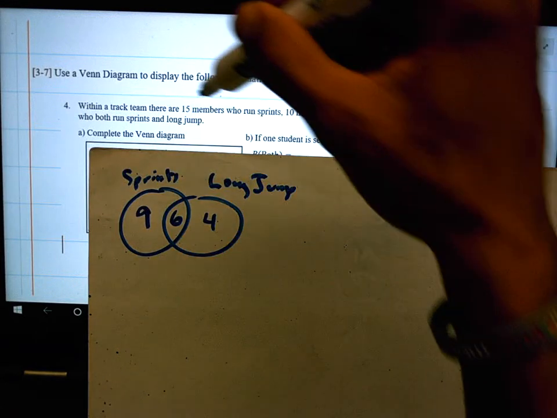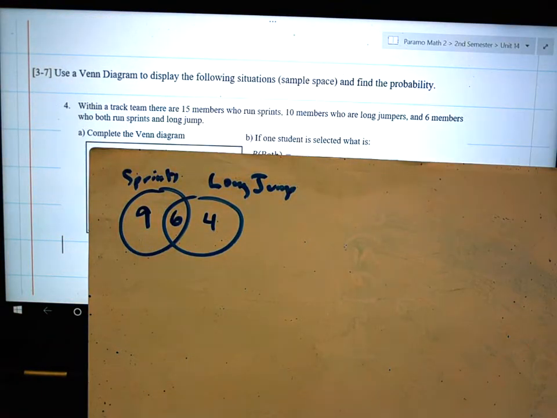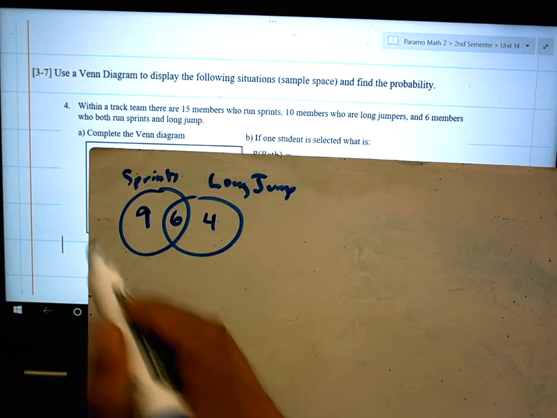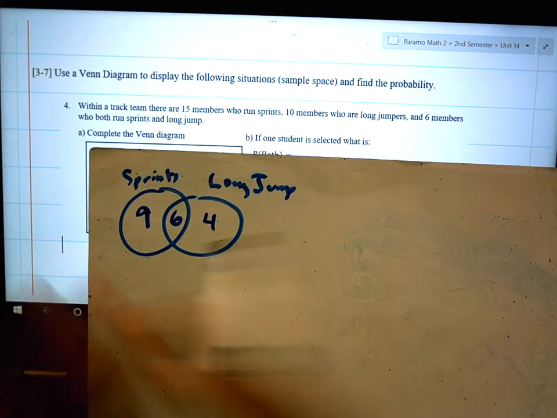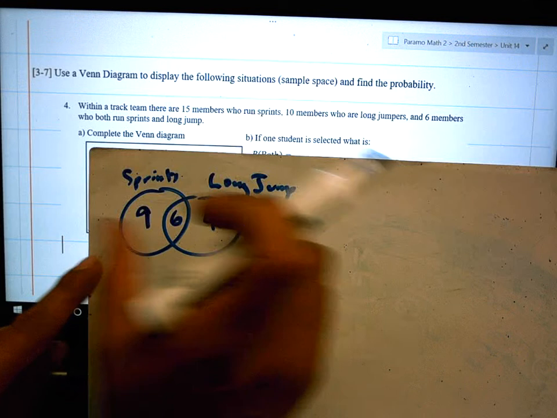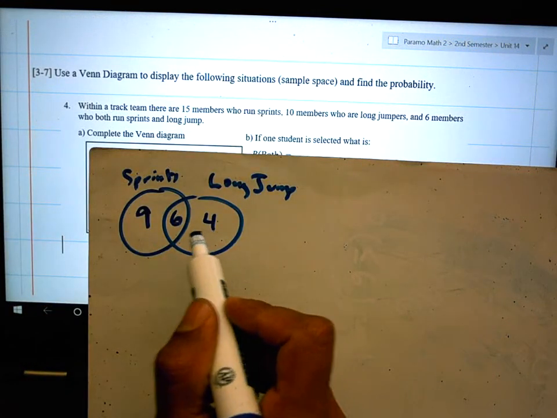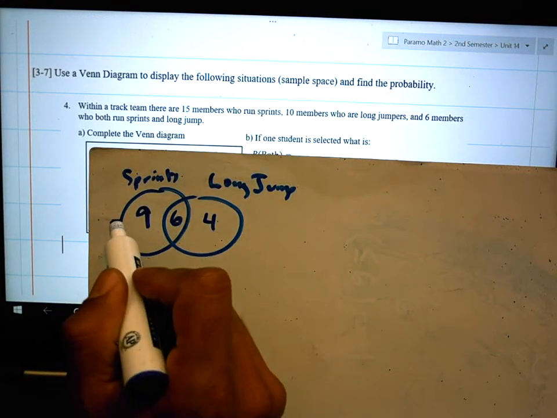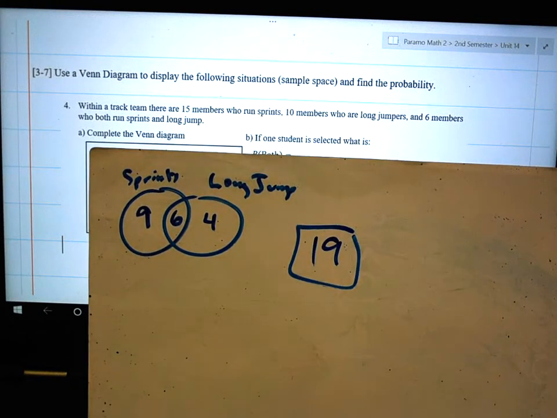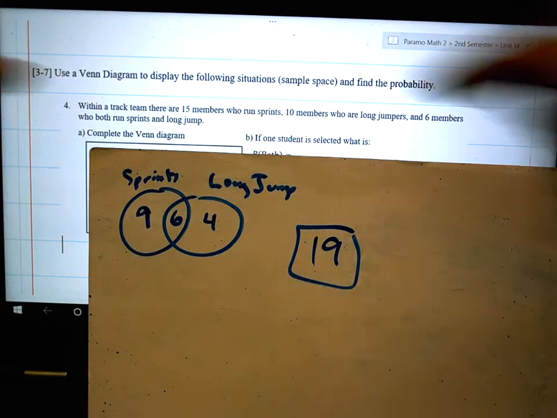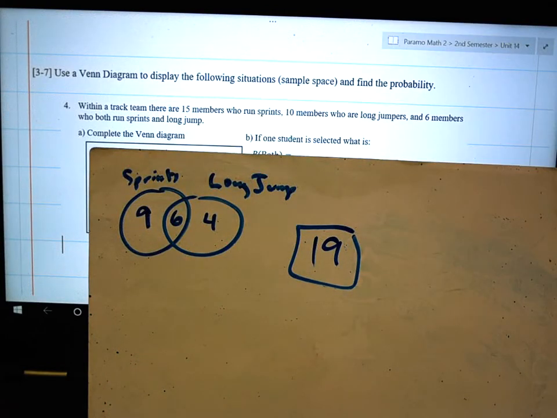Which means even though it says 15, 10, and 6, we're really saying that there's so many that are here that we're counting. I don't want to count the same kids. My team isn't that big. I don't have that many kids, so there's a total of the 4, the 6 who are in both groups, and then the 9. That makes a total of 19 students in your sample space. When you go to answer your questions, it's out of 19, not out of all those added together. It's not out of 31, because otherwise you're counting those kids twice.